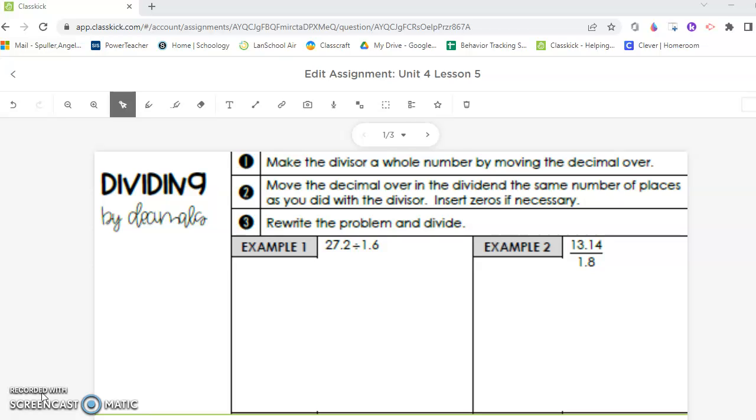Last time we learned how to divide a decimal by a whole number. Today we're going to go a little further with it, and it's going to get a little trickier. Today we're dividing a decimal by a decimal.